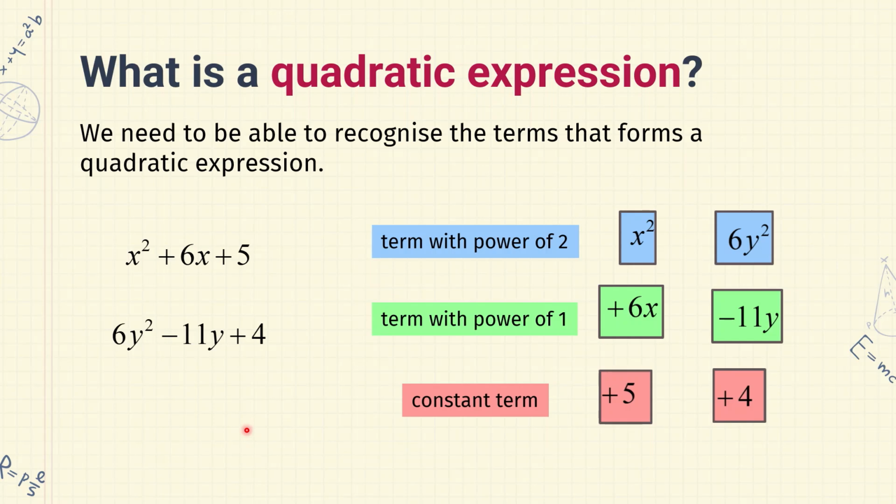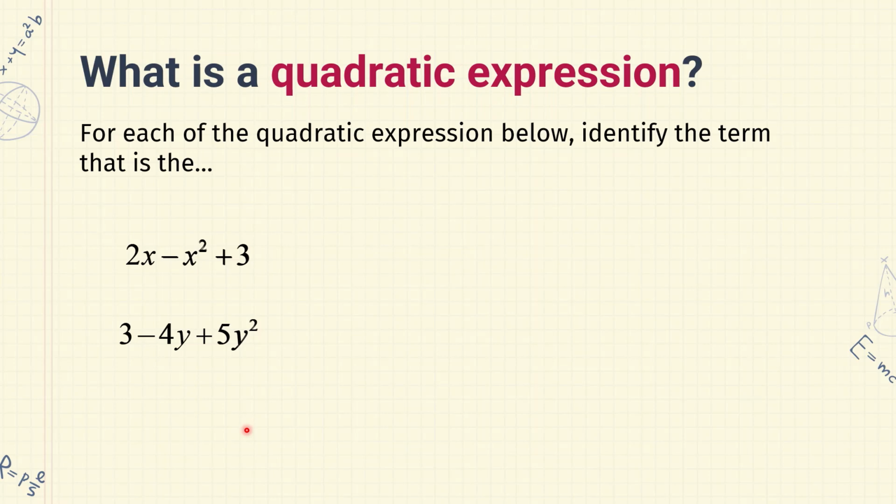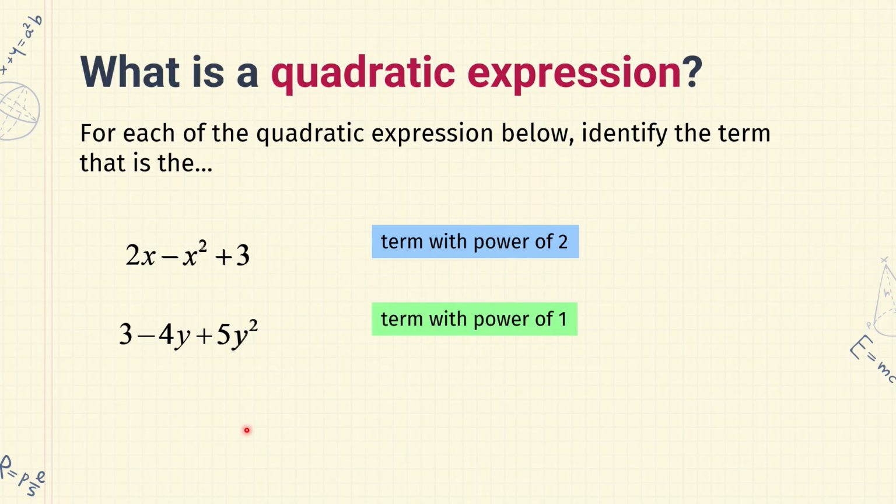Now that we have learned this, let's try it on yourself. If I were to give you these quadratic expressions, 2x minus x squared plus 3, as well as 3 minus 4y plus 5y squared, which do you think is the term with the power of 2? Which one is the term with power of 1? And which is the constant term? You may want to pause the video to think about it for yourself first, before proceeding to watch the animation as well as my explanation.